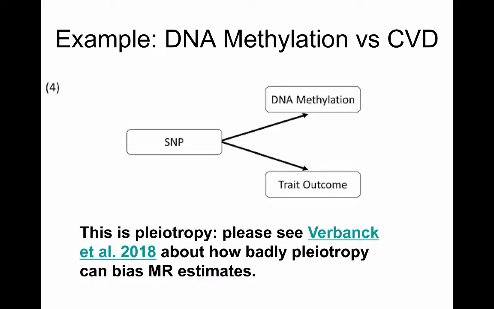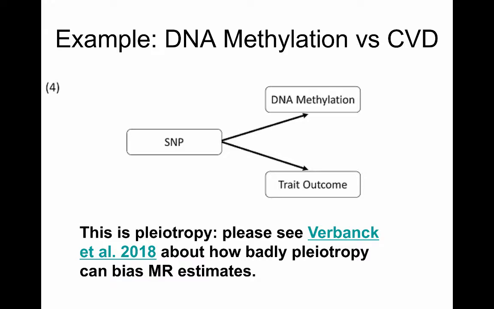Finally, we have the fourth scenario. In that case, the same SNP causes changes in both the DNA methylation and the cardiovascular trait. That is not at all what we want because that's pleiotropy. It violates the third assumption of instrumental variable analysis and it makes our estimates of causal effects invalid. That is something that we worry about in epigenetic studies.